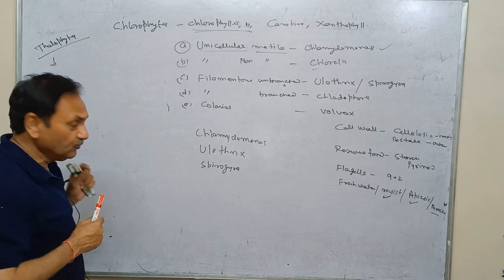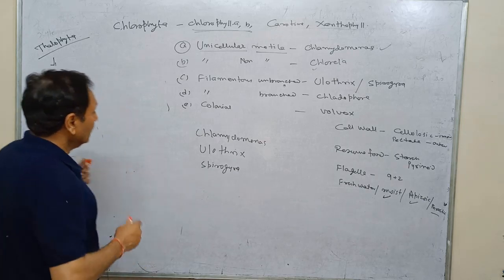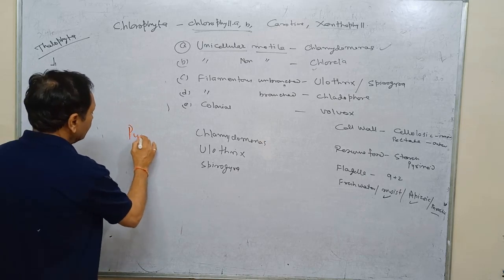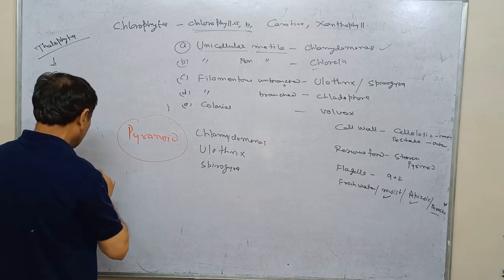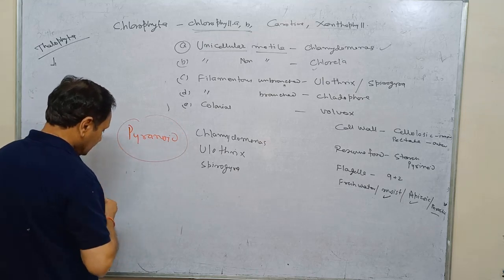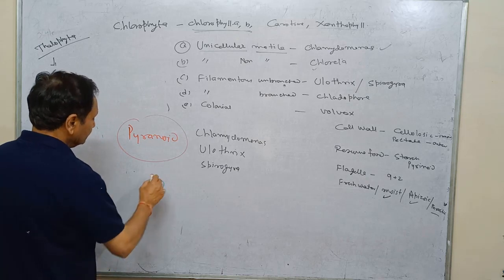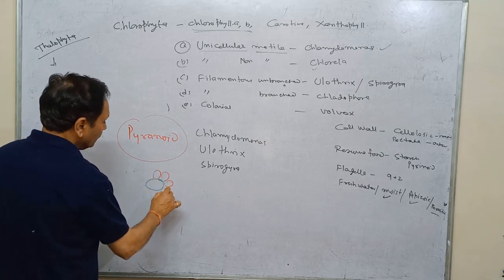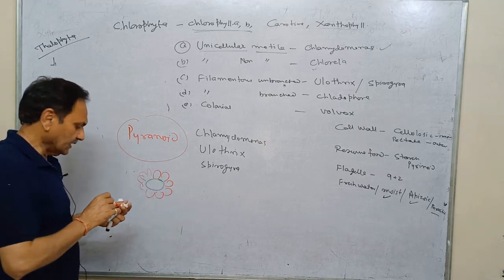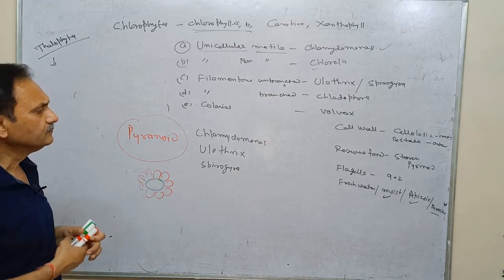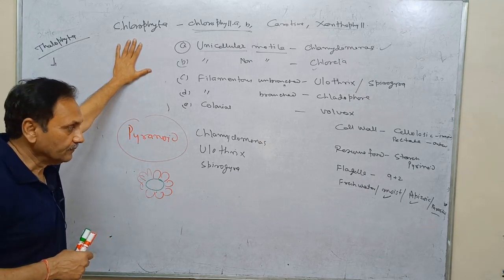Their reserve food material is starch, as in all plants. But in addition to that, a pyrenoid body is also present, where the starch is covered by a certain proteinous structure. Their number is one or more than one. It is one of the characteristic features of the Chlorophyta also.